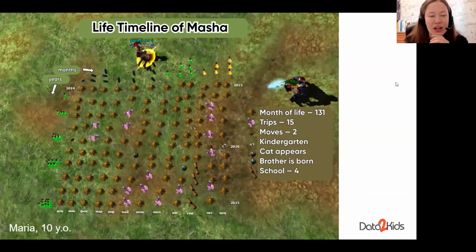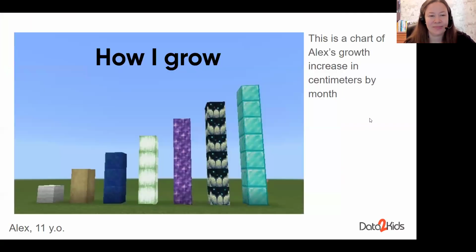This project was made by Masha. She showed all her life, divided by years and months, and marked interesting events with brighter elements, like when she got a cat, or when she got a brother, or when she went to school, and it looks sparkling and really interesting. I love this project. I'm sure she had so much fun playing the games with her daddy, and after that creating this beautiful project.